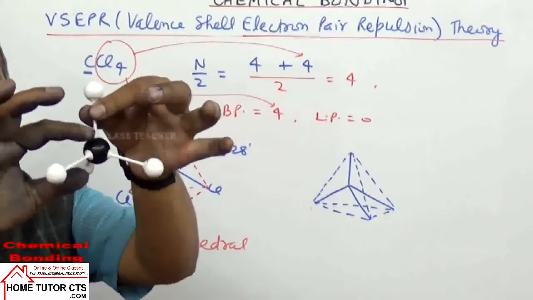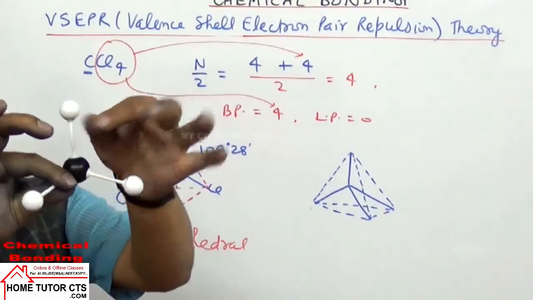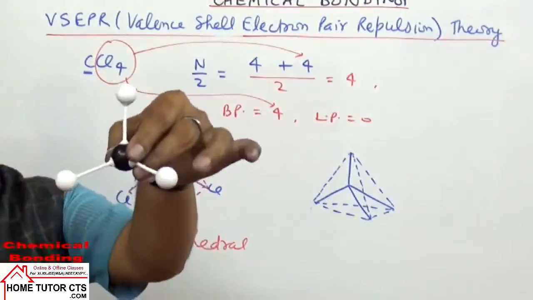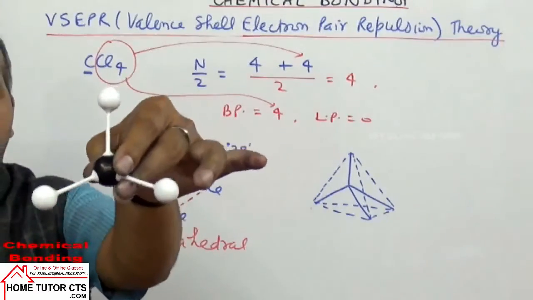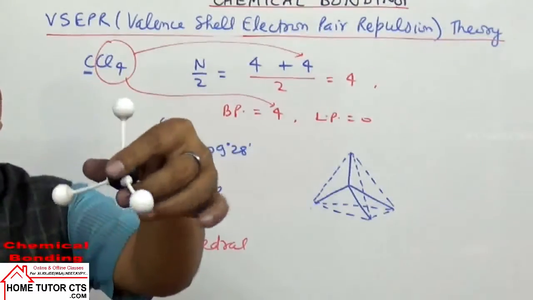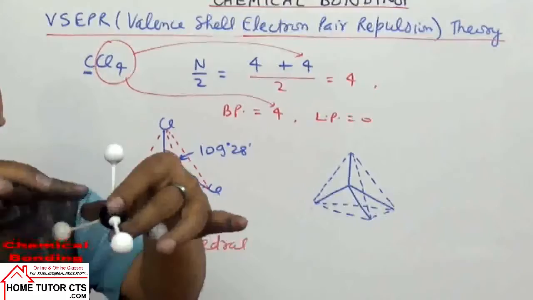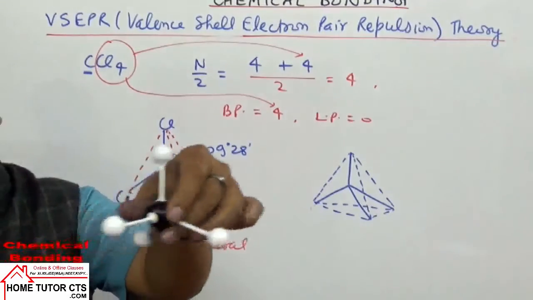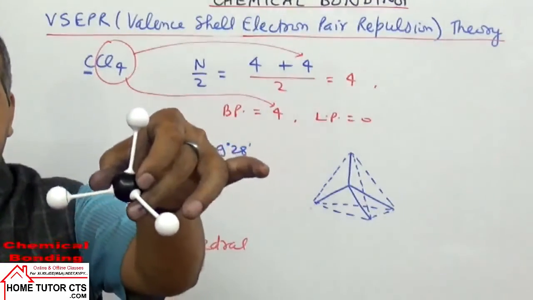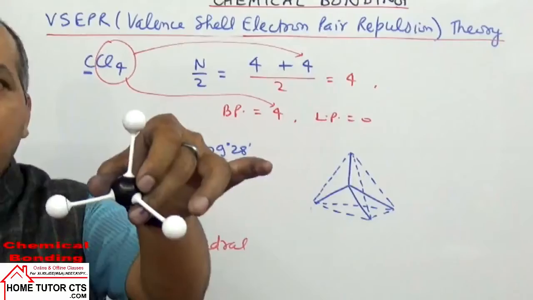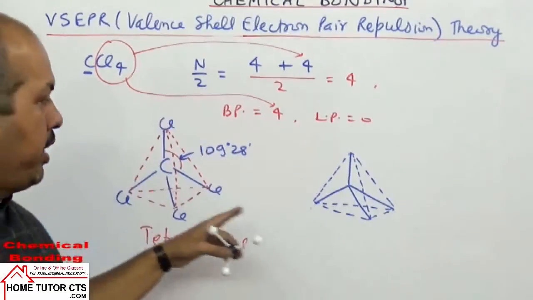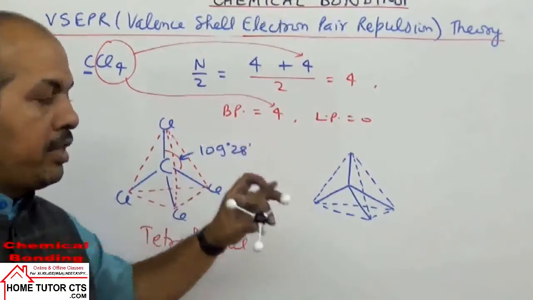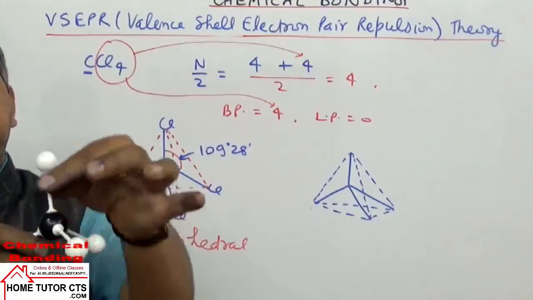All the bonds are equal. You can take any bonds or bond angles, they will be equivalent. All the bond lengths are equal, all the bond angles are equal, and when you have the same atom, they also will have all the same bond lengths. Bond angles will be 109 degree 28 minutes. You can see the arrangement in any way.